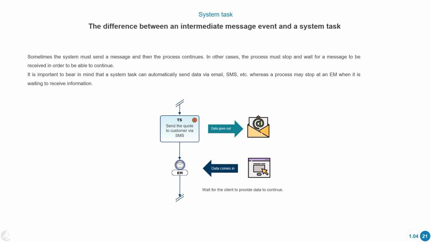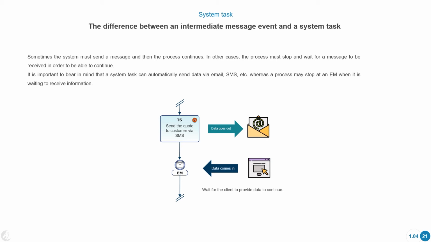Now we're going to see the difference between an intermediate message event and a system task, because we have seen that lots of students in the past years have mixed up these two concepts, and it's very important to understand that a system task is going to allow us to send information. We can send emails, and notifications via app, SMS, or portal. There are all kinds of ways in which we can deliver the information. Sometimes the system must send a message and then the process is going to continue. In other cases, the process must stop and we have to wait for a message to be received in order for the flow to continue.